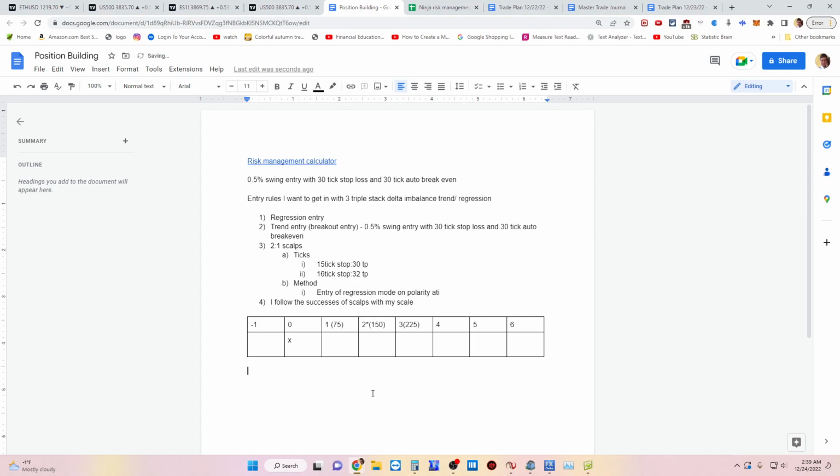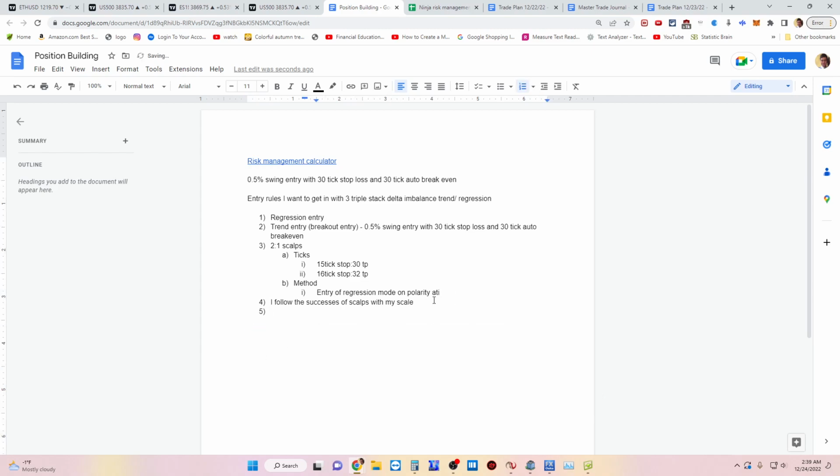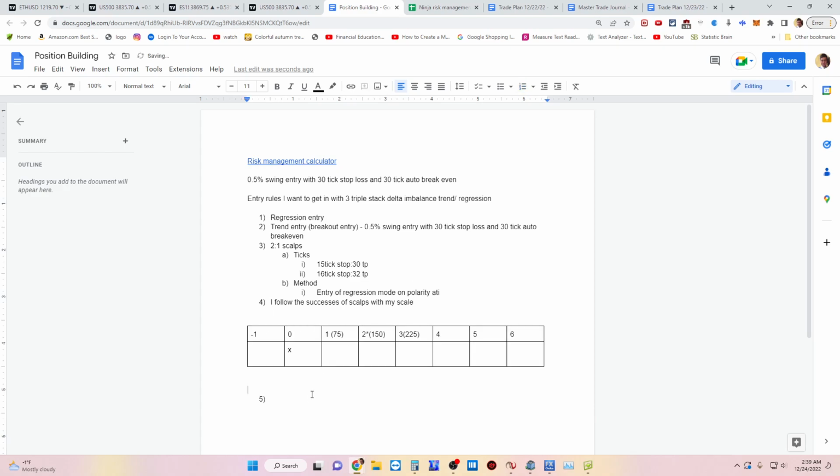And with that, we'll just Control X here, and then do that. Follow the successes of scalps with my scale, and then I try to get at least 1-for-1 scalp profit for risk, for a 15 tick stop risk for a mini, because it's 10x levered.